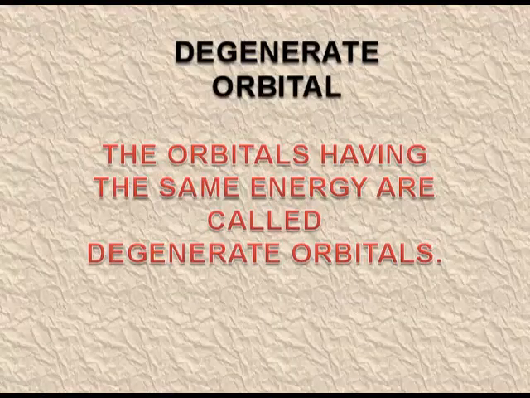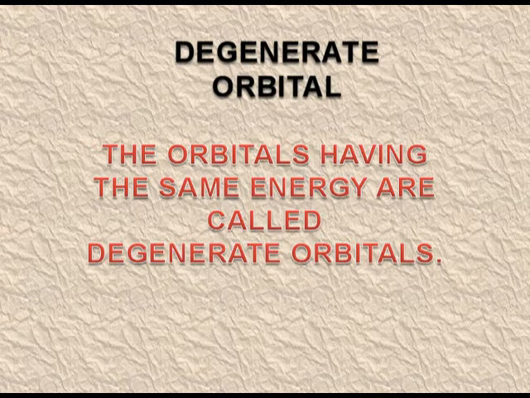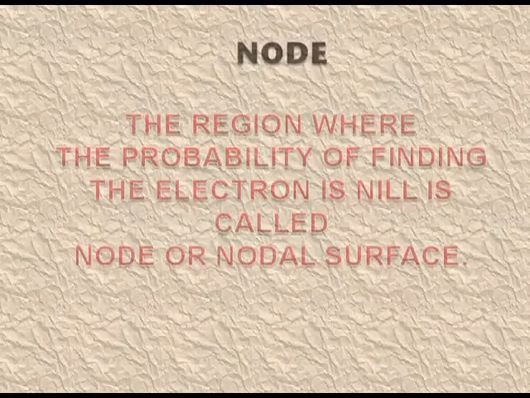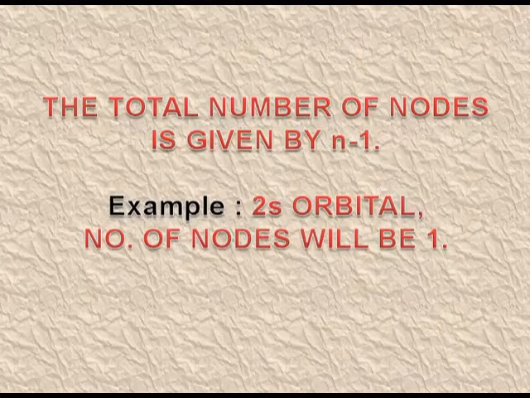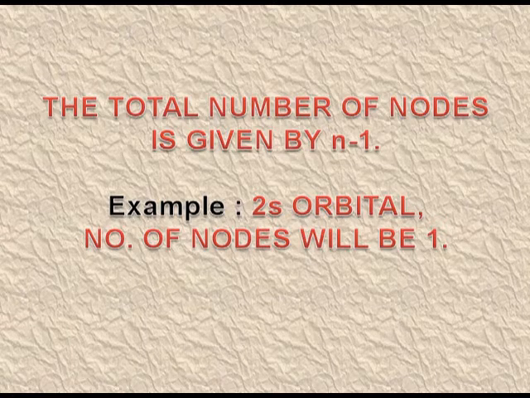The orbitals having the same energy are called degenerate orbitals. Node: there are regions where the chance of finding an electron is almost nil. Such regions are known as nodes or nodal surfaces. The total number of nodes is given by n minus 1. For example, for the 2s orbital, the number of nodes will be 1.